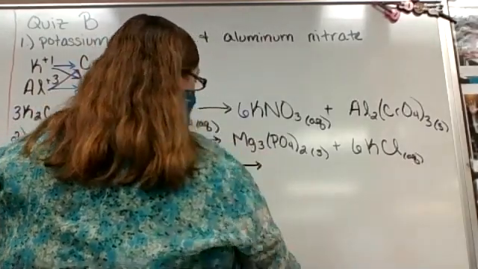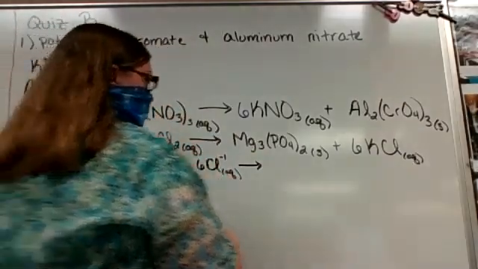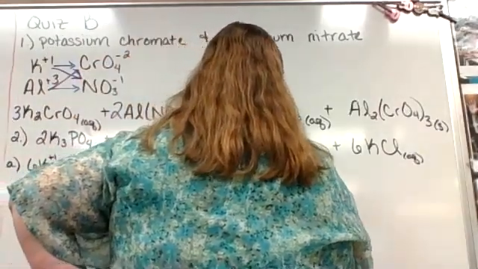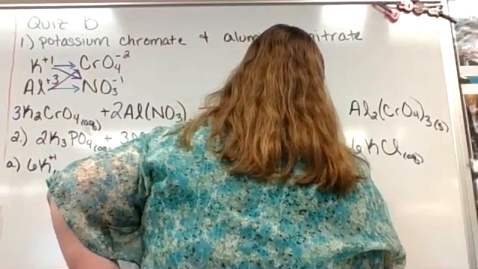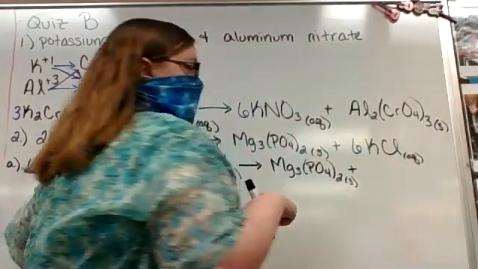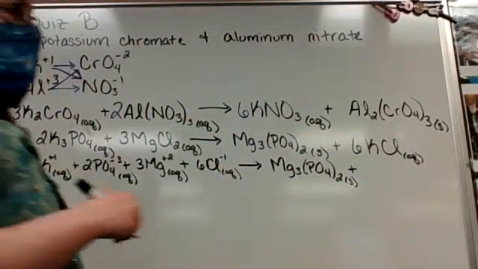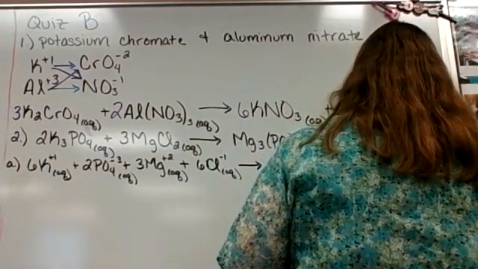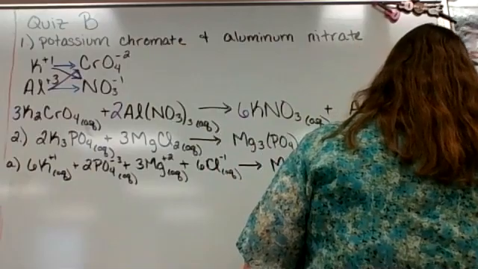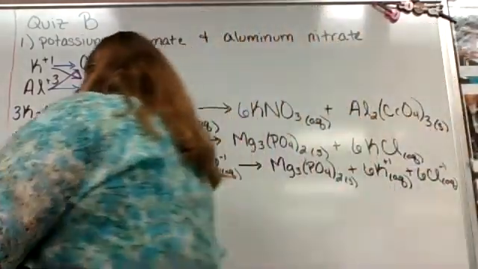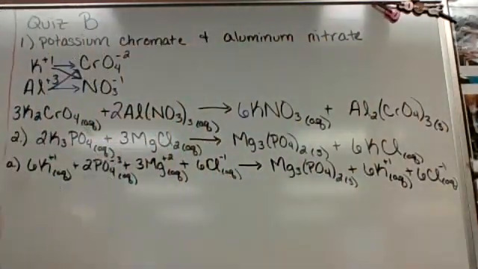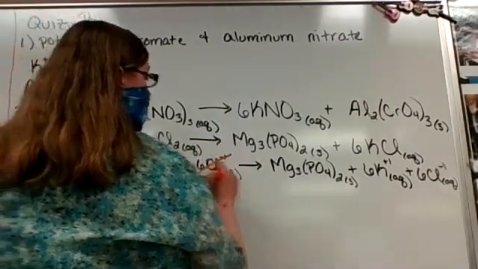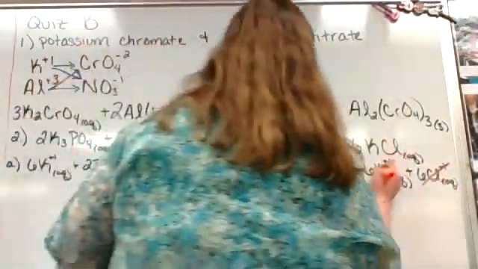All right. What do we do to the Mg3(PO4)2 solid? Keep it exactly the same, just bring it down. All right. And what do we do to the KCl? 6K plus 1 aqueous, and that 6 also distributes to the Cl. So it's 6Cl minus 1 aqueous. All right. Now what? Cross out the spectators. What are the spectators here? So 6Cl minus 1 and the 6K plus 1.